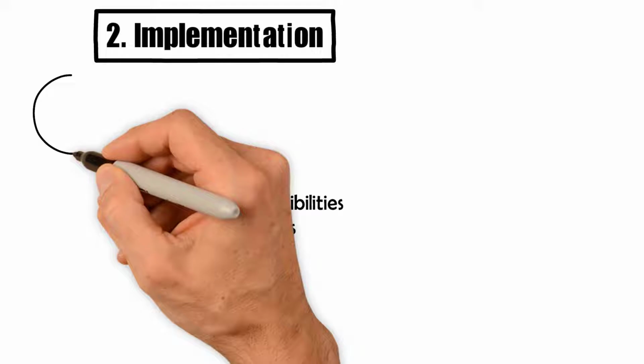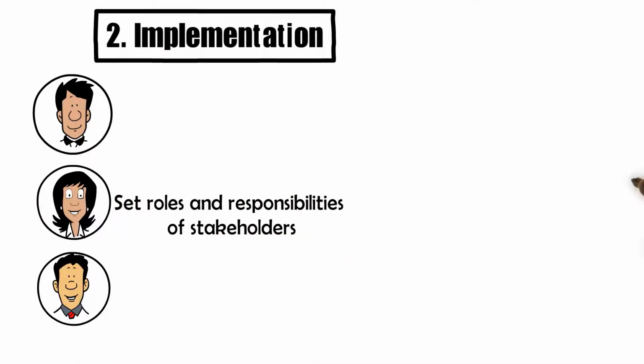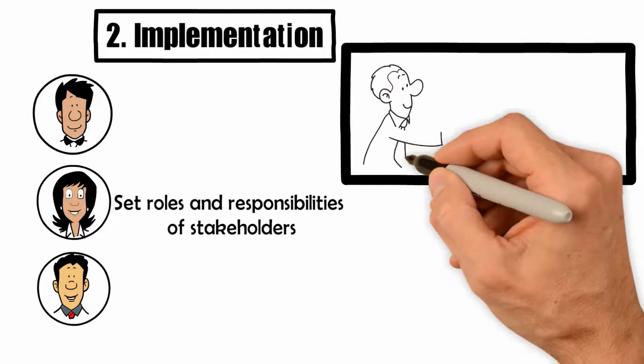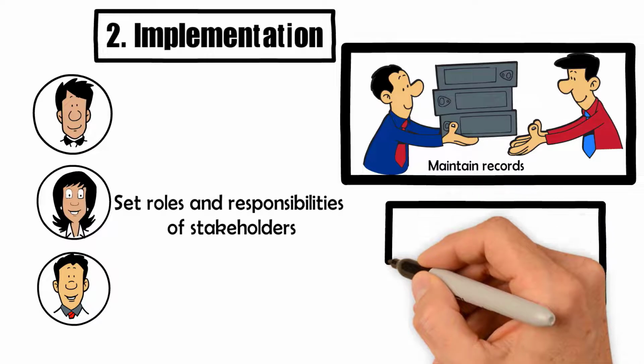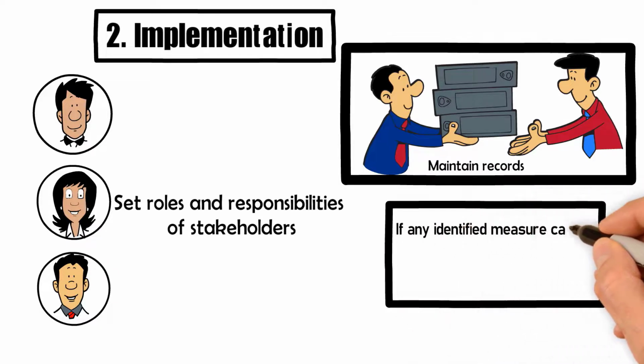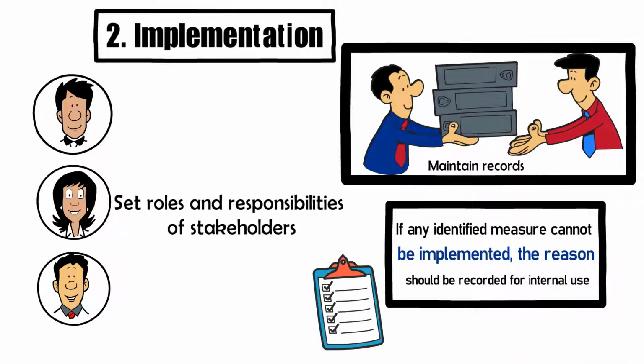2. Implementation. This involves setting roles and responsibilities for the stakeholders carrying out the initiative. Records are kept of the implementation of each measure to assist with self-evaluation at a later stage. If any identified measure cannot be implemented, the reason should be recorded for internal use.